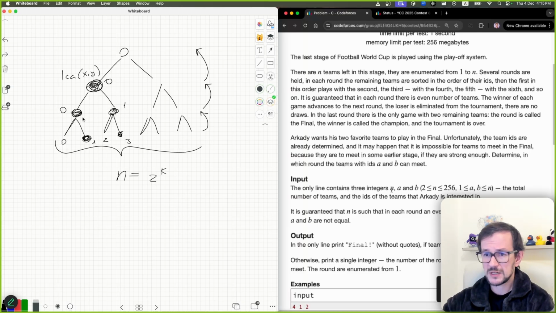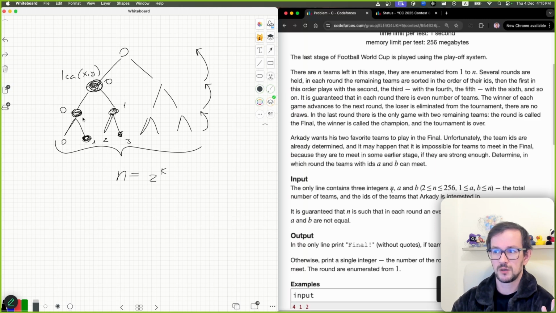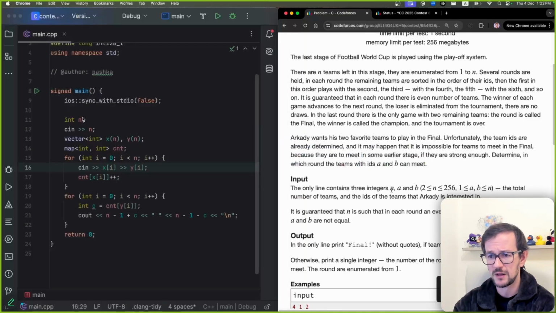Yeah. So basically, I'm doing a simple LCA algorithm. I just do it in a tricky way because I have a very special tree. You can do it with a normal LCA algorithm as well.